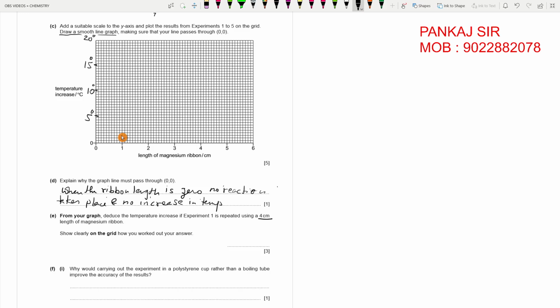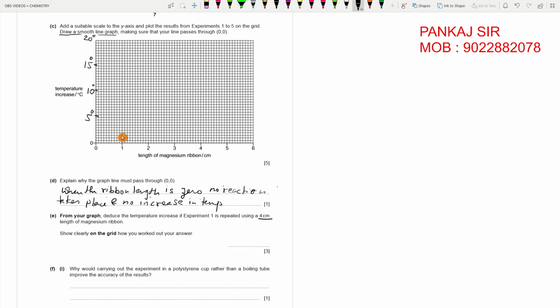So 1, 1 will be, this is 1, so this will be 1, 1. And 2 is 3 degrees centigrade. Okay. So for magnesium ribbon length 2, this will be 3. So it will be 1, 2, and 3 somewhere over here. Okay. Then for 3, it is 6. So this is 5. This will be somewhere over here. It should be 6.